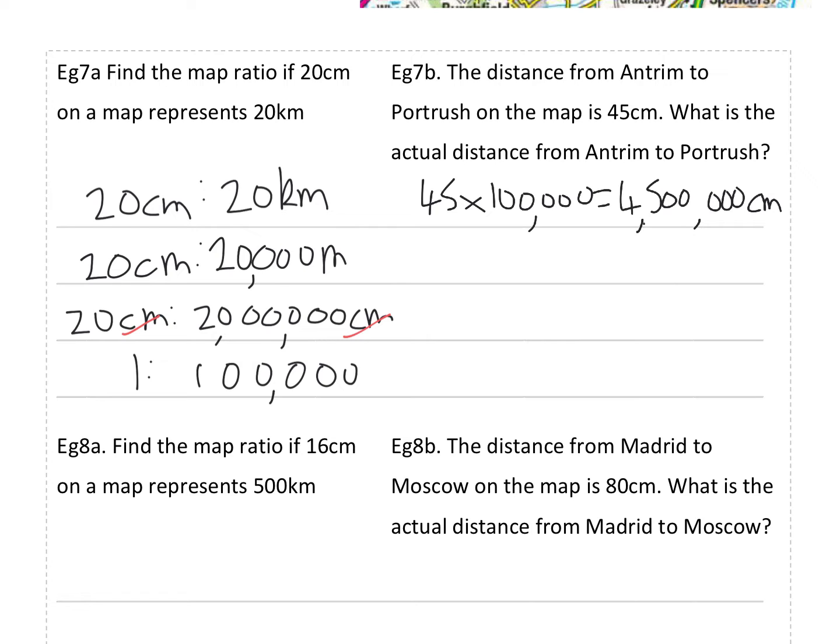Now, no one would talk about the distance from Antrim to Portrush being 4,500,000 centimeters. So we change that into a more appropriate unit. If we change it into meters, 100 centimeters make a meter. So we would divide by 100. That means getting rid of 2 zeros. And that would give us 45,000 meters. Then 1,000 meters make a kilometer. So if we divide through by 1,000, we would get 45 kilometers. So the distance from Antrim to Portrush is 45 kilometers.